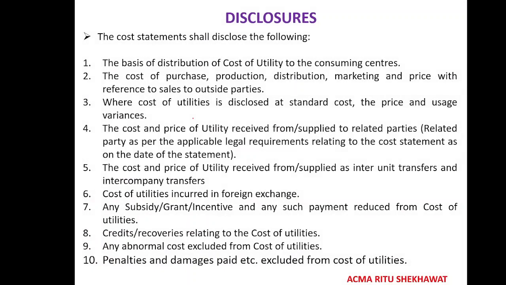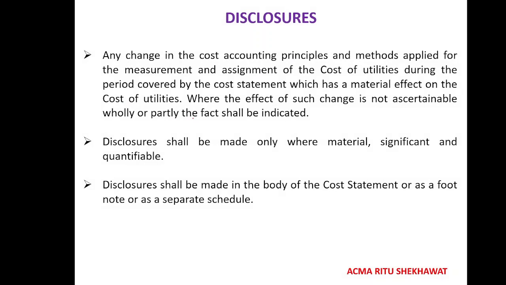It should be presentable. Disclosure also should be made, like the cost of utility distribution based on their consuming centers: purchase, production, marketing, sale to outside parties. Standard cost and price and variance, inter-unit transfer, intercompany transfer, if there is any foreign exchange, any subsidy, credit recoveries, any abnormal cost, penalties. If there are any changes in cost accounting principles that affect our current statement with reference to the last statement, we have to disclose it.